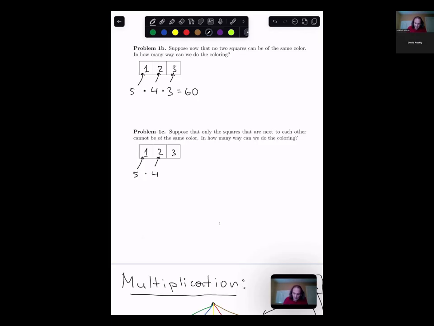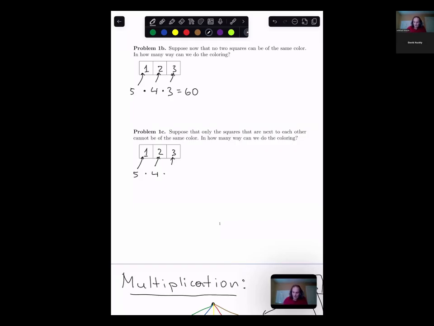But now comes the difference. So how many choices do I have for the last box? It cannot be the same color as the second box, right? But it can be the same color as the first box. So basically, there is only one restriction, right? So only one color is forbidden. So that's the difference with the previous.